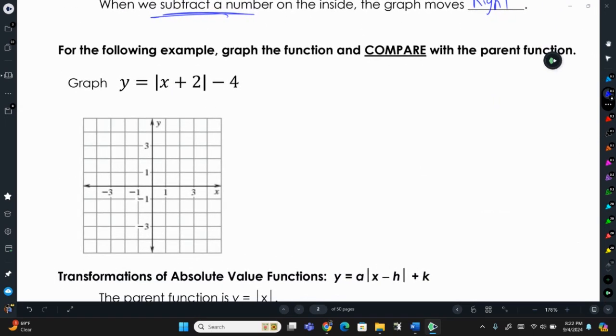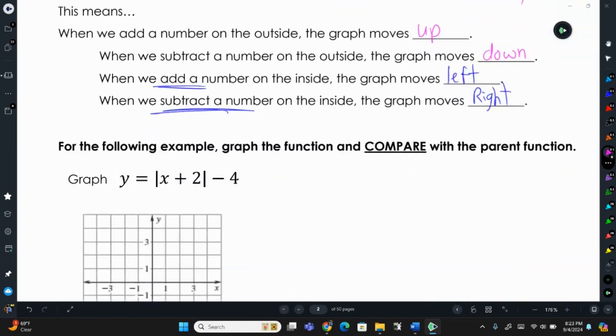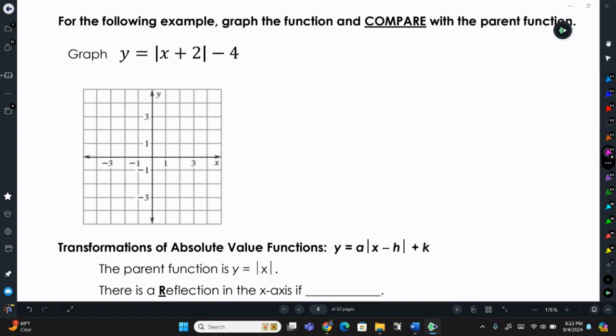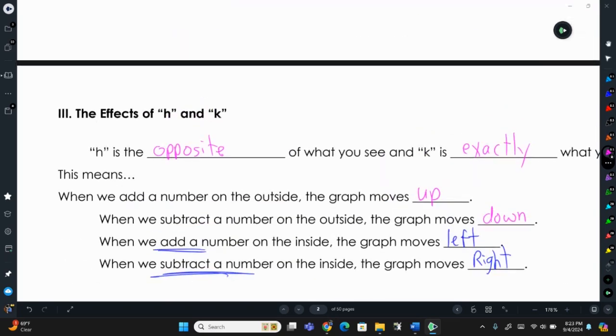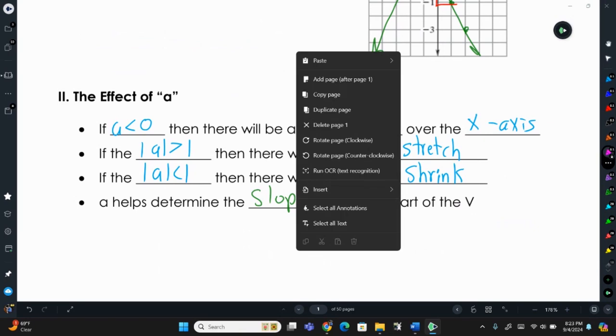So for the following example, we're going to graph this, and we're going to compare this new graph to the parent function from this first page. So let's identify our vertex, opposite of what we see, so negative 2, comma, exactly what we see, negative 4. So that's our vertex, negative 2, 1, 2, then down for 1, 2, 3, 4. Okay, there's our vertex.